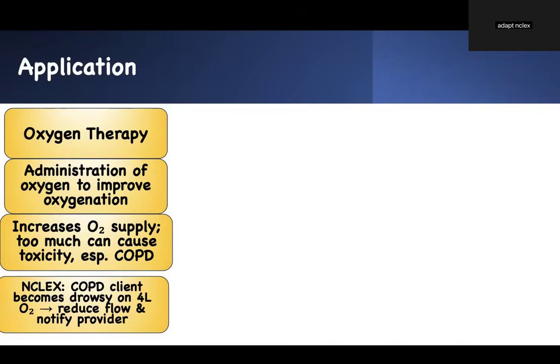Example is this, COPD. If your COPD client becomes drowsy on 4 liters, reduce the flow, because if I increase it too much, it's going to take away their drive. So I know the therapy, the what, the why: I need to improve your oxygenation, and how to link it: increased oxygen supply too much can cause a problem, and therefore you're critically thinking. This is the critical thinking aspect of it, how to link it.